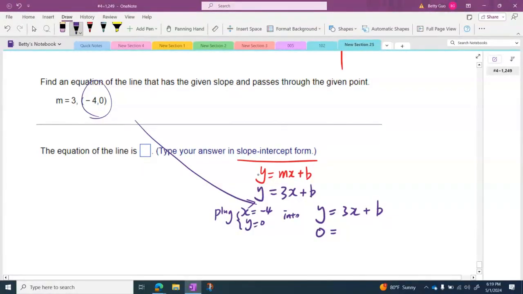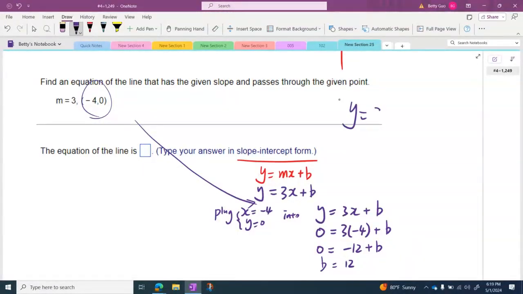Y is 0, x is -4, so 3 times -4 plus b equals 0. 3 times -4 is -12 plus b, and b has to be +12 in order for the left side to be 0. -12 plus 12 is 0. So the equation is going to be y equals 3x plus 12.